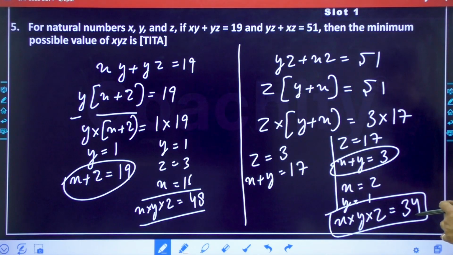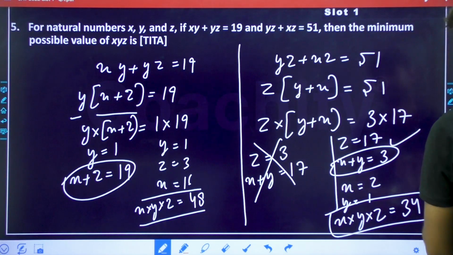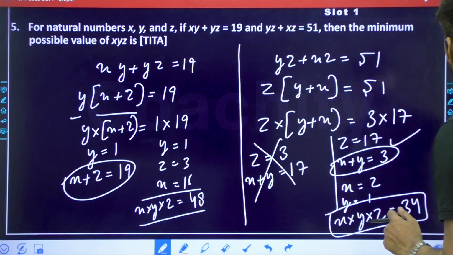So which case is rejected? This case is rejected. This case is accepted. Now my minimum possible value of x, y, z becomes 34. That's the answer for this question.